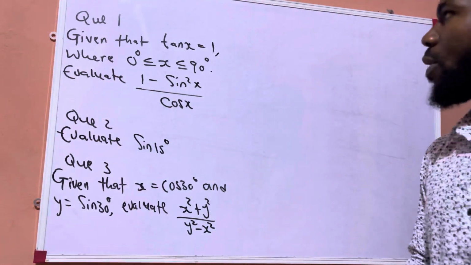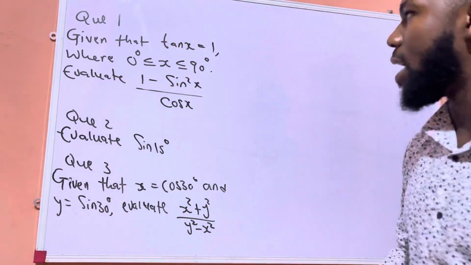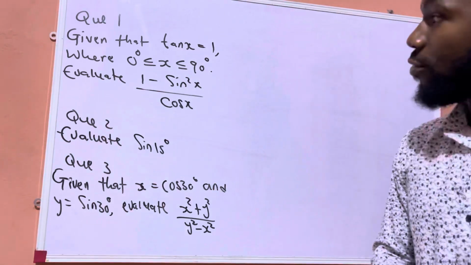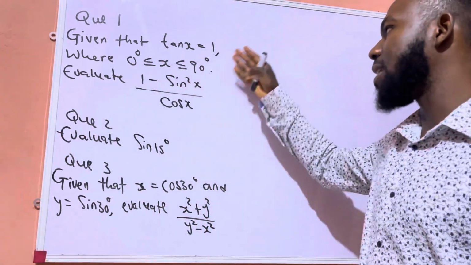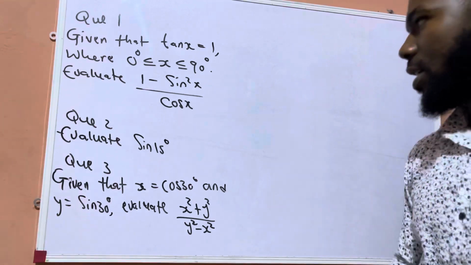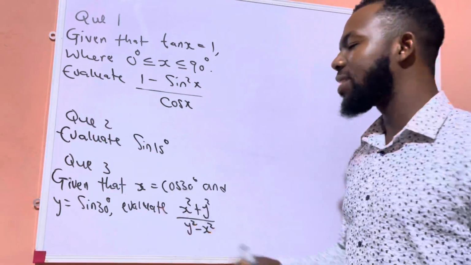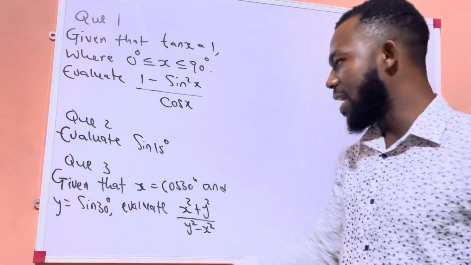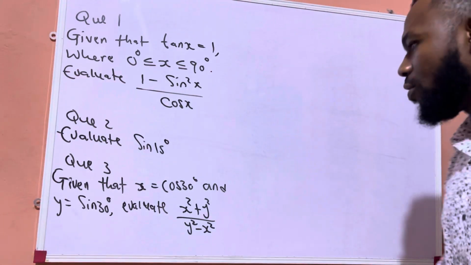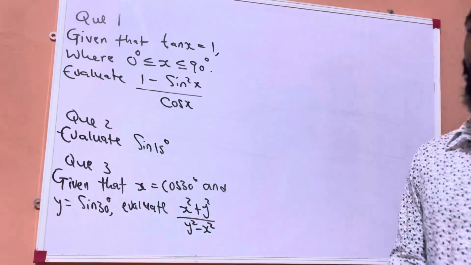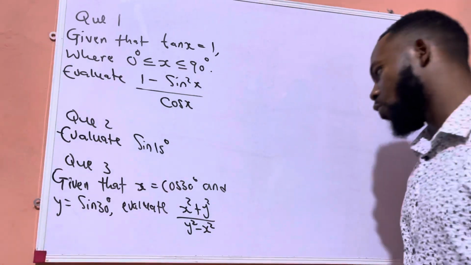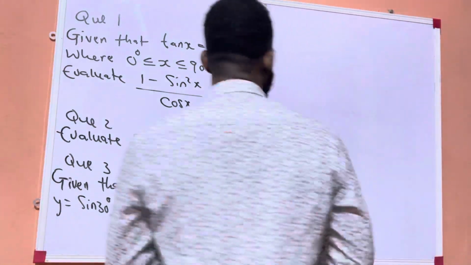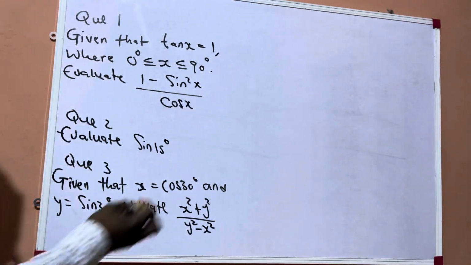Question number 1 says, given that tan x equal to 1, where 0 degrees is less than or equal to x less than or equal to 90 degrees, evaluate (1 minus sin square x) over cos x. And then number 2 says evaluate sine 15 degrees. And lastly, question number 3 says, given that x equal to cos 30 degrees and y equal to sine 30 degrees, evaluate (x squared plus y squared) over (y squared minus x squared). Okay, without wasting time, let us begin the class.